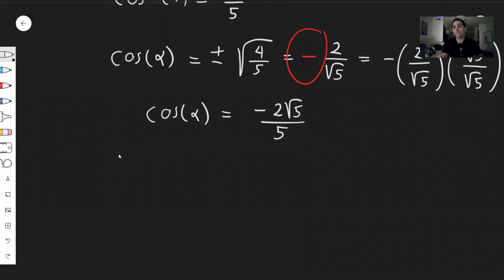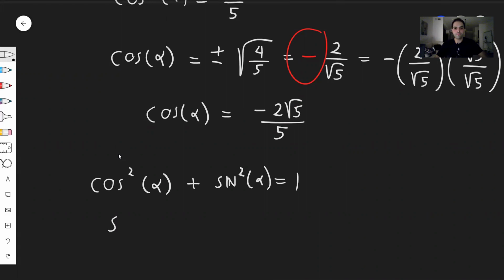Well, we know cosine. We want to figure out sine. Well, there's this quintessential identity that relates cosine and sine, which is just a Pythagorean theorem. Cosine squared plus sine squared equals 1. So sine squared of alpha is 1 minus cosine squared of alpha. And that becomes 1 minus.